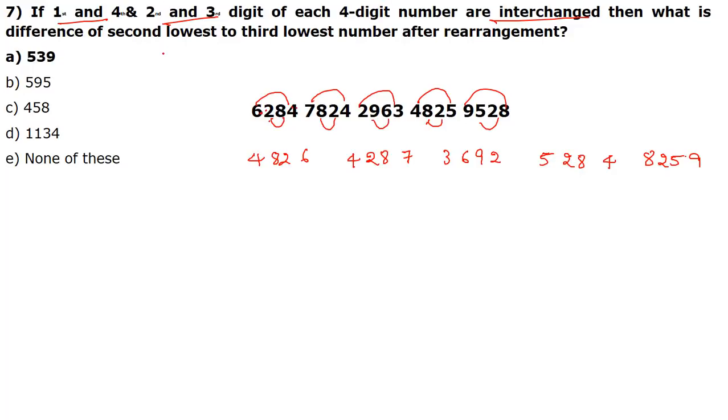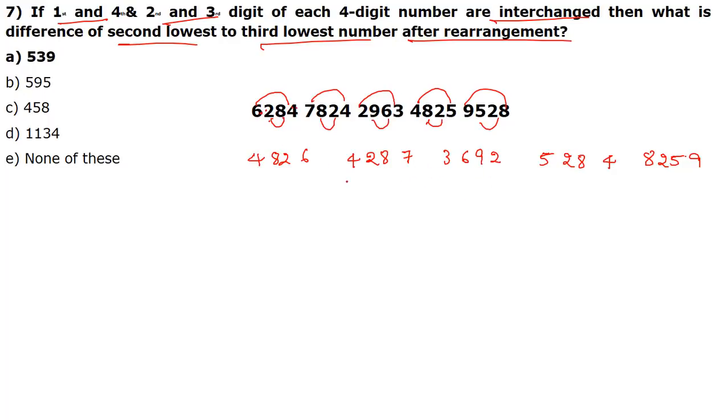Then what is the difference of second lowest to third lowest number after rearrangement? So see here friends, what it is saying. When the first and fourth digit is interchanged as well as second and third digit is interchanged, then what is the difference of second lowest and third lowest number? So we need to go from the lowest number here.